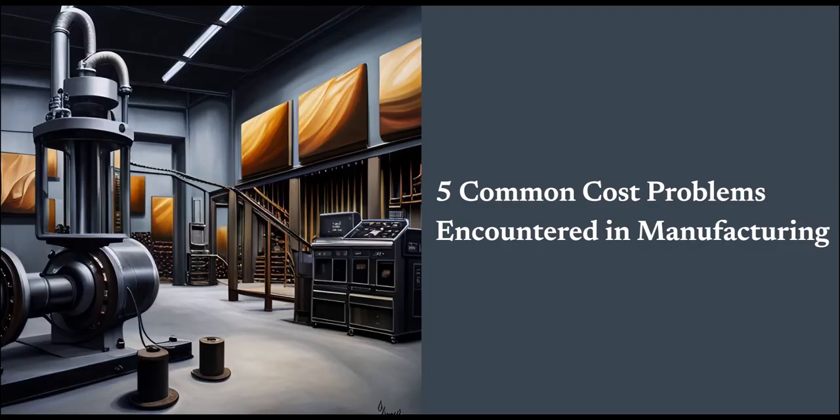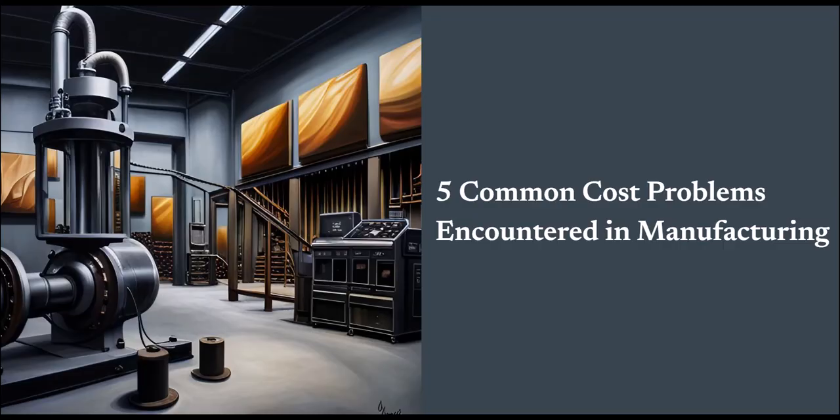Let's start with the first issue on our list: inefficient production processes. Imagine you're at a restaurant and the kitchen is running like a well-oiled machine. Orders come out hot and fresh, and everyone is happy. Now imagine the opposite. Orders are getting mixed up, food is taking forever to come out, and diners are losing their patience. That's what inefficient production processes can do to a manufacturing business. When production isn't streamlined, it leads to wasted materials, wasted labor hours, and ultimately wasted money. To combat this, manufacturers must regularly review and optimize their processes.